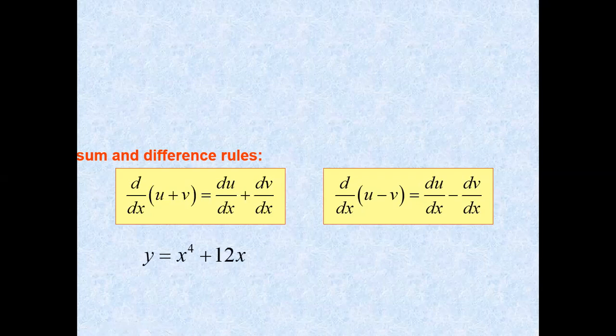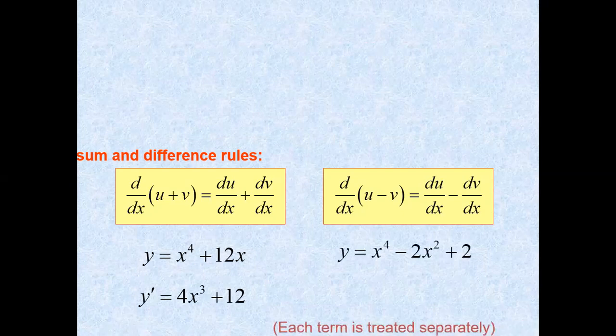So what about this? We have y equals x power 4 plus 12x. By the formula, we take the derivative of this term and sum it with the derivative of this term. So y prime is 4x cubed plus 12. Each term will be treated separately. Another example, x power 4 minus 2x square plus 2: the derivative is 4x cubed minus 4x, because this 2 is a constant, so it will be 0.